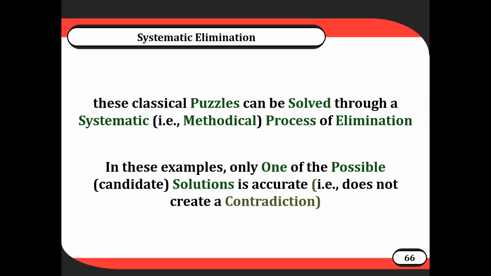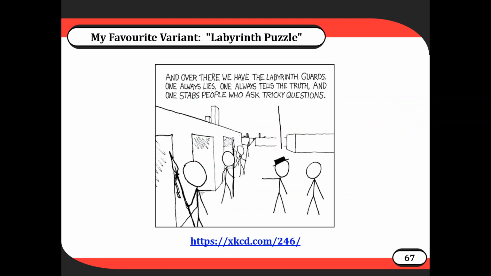So in these examples, only one of the possible solutions is accurate. In other words, it does not create a contradiction. And yeah, here's a little cartoon that you might enjoy if you like XKCD.